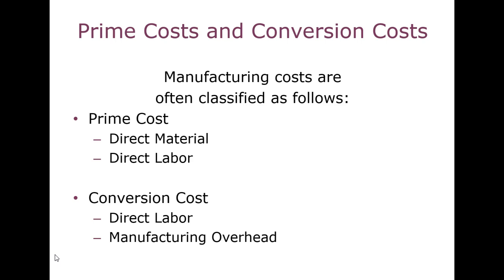So the prime cost will be the major items being used directly to produce a product. So direct materials and direct labor. Conversion costs are the costs incurred to take materials and convert the raw material into a finished product. So therefore direct labor and manufacturing overhead.